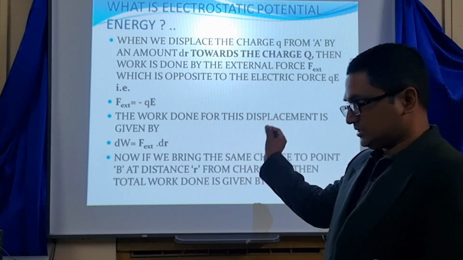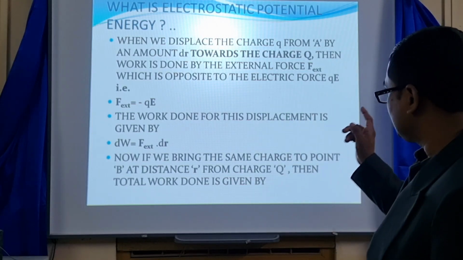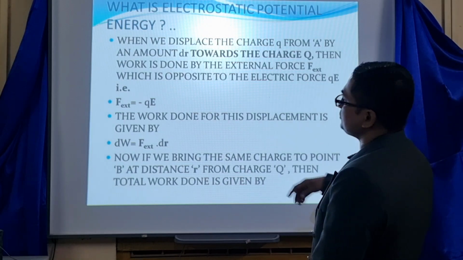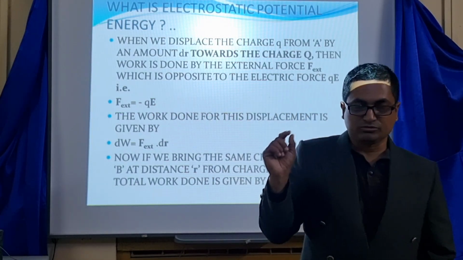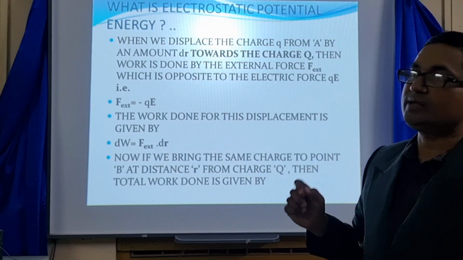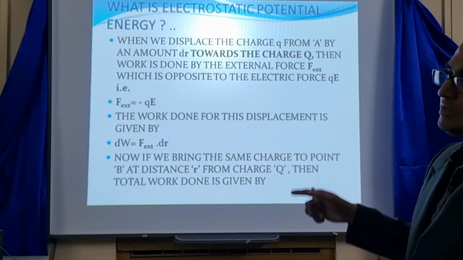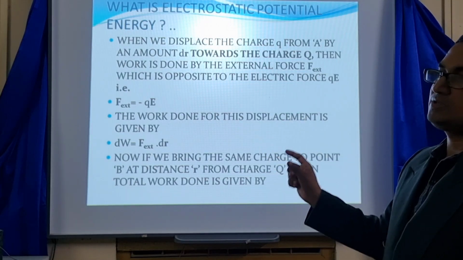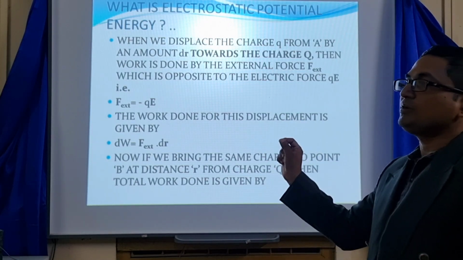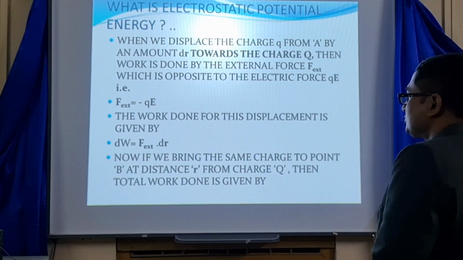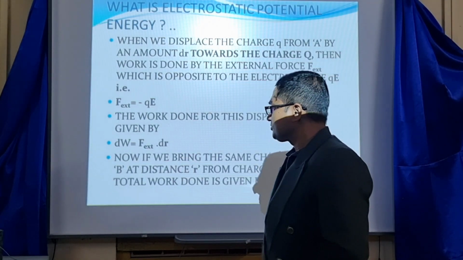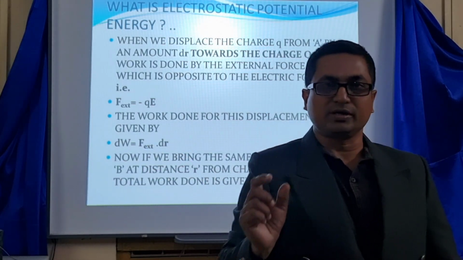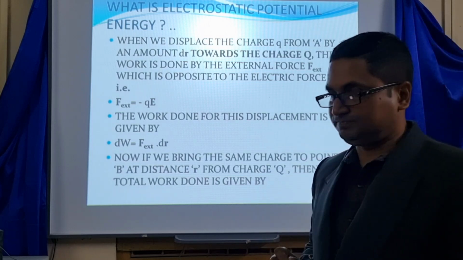Since we are moving a charge from one point to another, there must be some kind of force involved, and that force must be opposite to the Coulombic force. The Coulombic force is q times the electric field E, so the minus sign represents that the external force is opposite to the Coulombic force. We apply the external force, and there is a displacement of the charge small q from point A. If the displacement is dr, the work done will be force dot displacement, F dot dr. This is the work done for a small displacement dr.